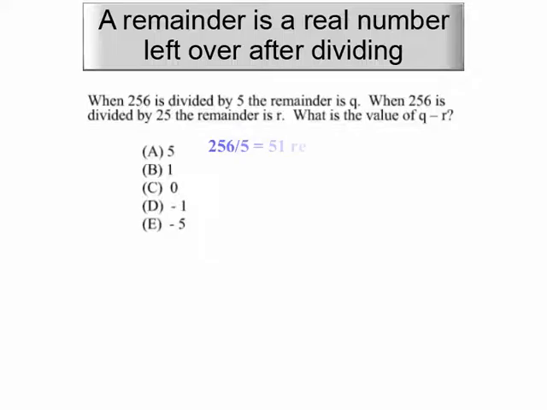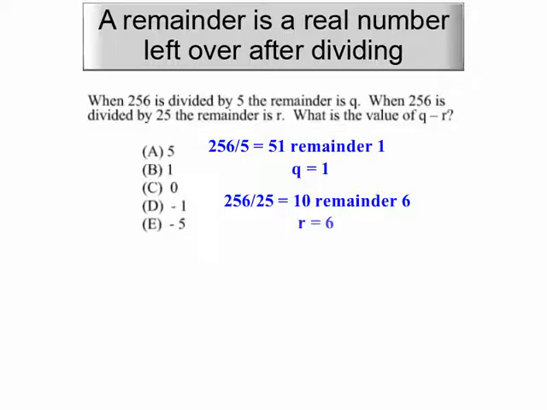Well, if I divide 256 by 5, 5 goes 51 times and leaves a remainder of 1. So q equals 1. If I divide 256 by 25, it goes 10 times and leaves a remainder of 6. There's 6 left over. So r equals 6. q minus r is 1 minus 6, negative 5.